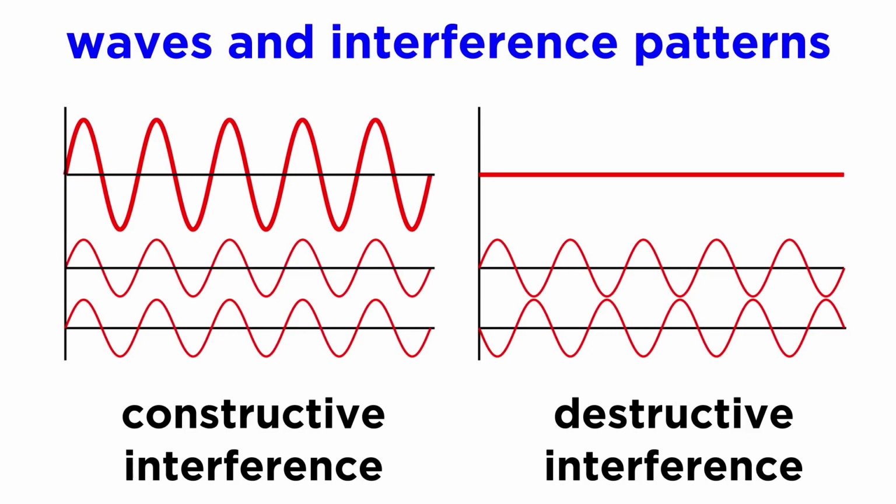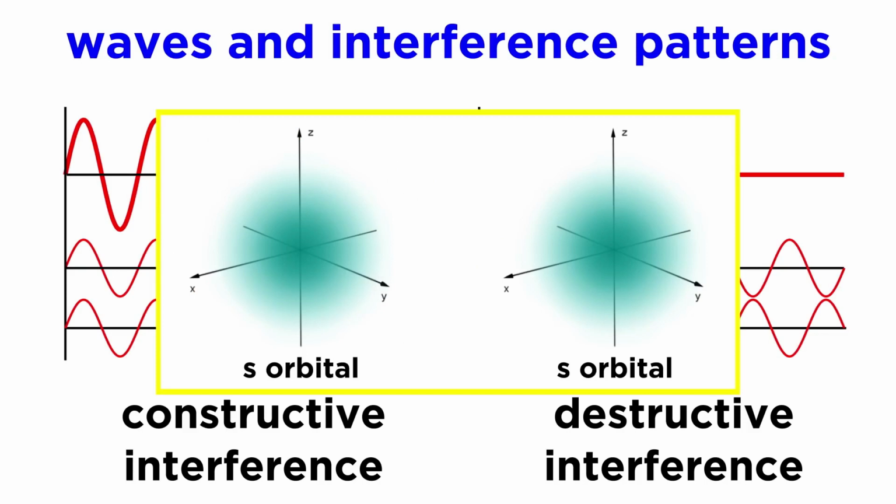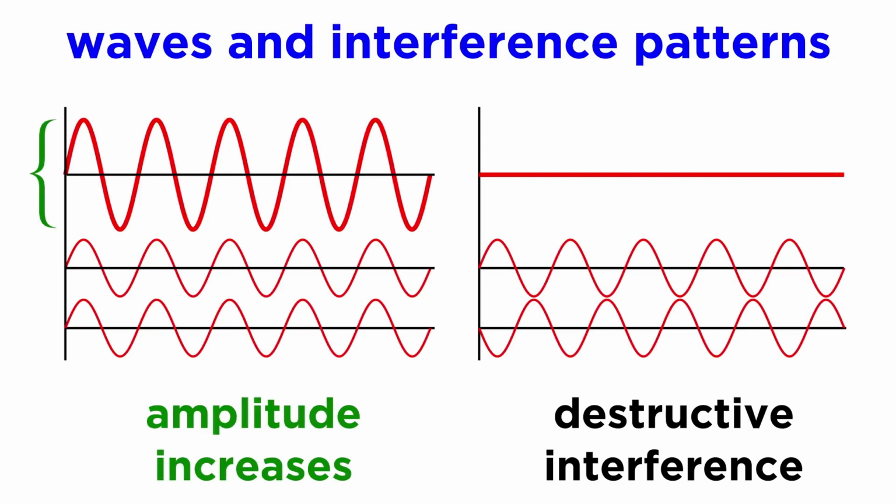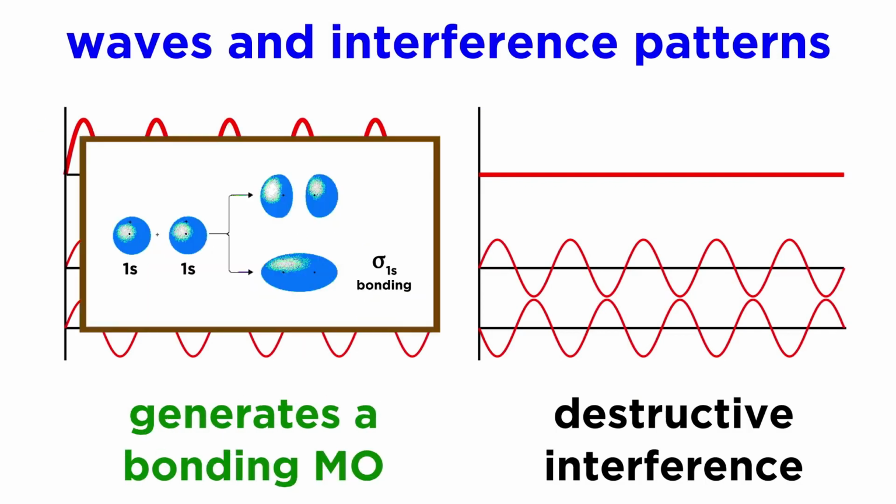Otherwise, we simply need to understand that when two atomic orbital wave functions are combined, like these two s orbitals, there can be constructive interference, where the peaks line up with the other peaks. This causes the amplitude to increase, which results in a bonding molecular orbital, like the sigma s orbital. Most of the electron density is between the nuclei, which strengthens the bond.